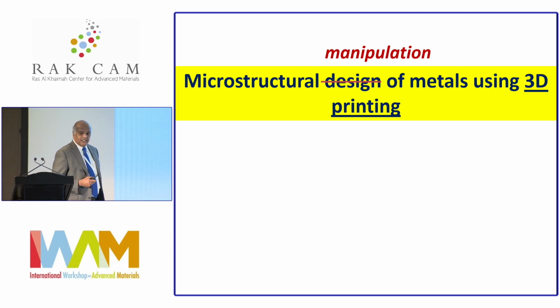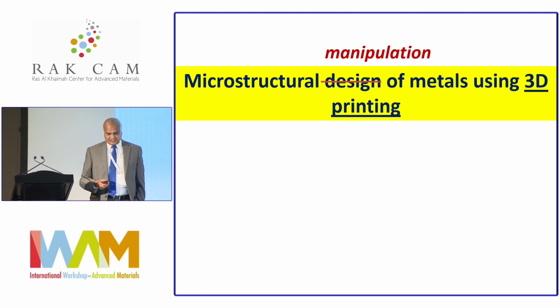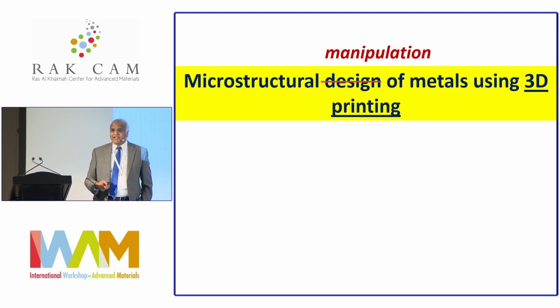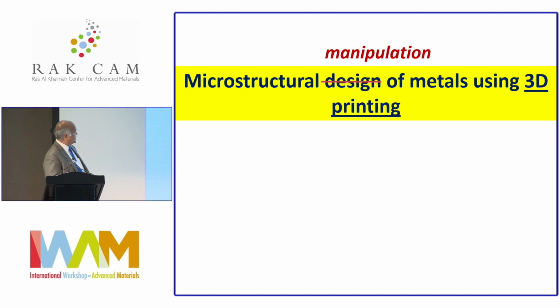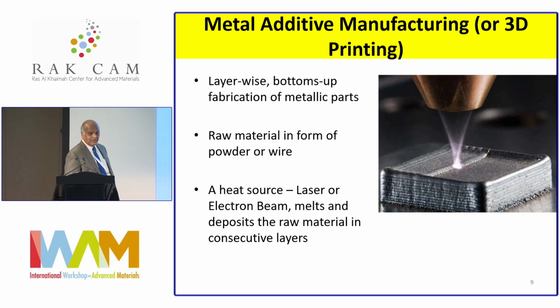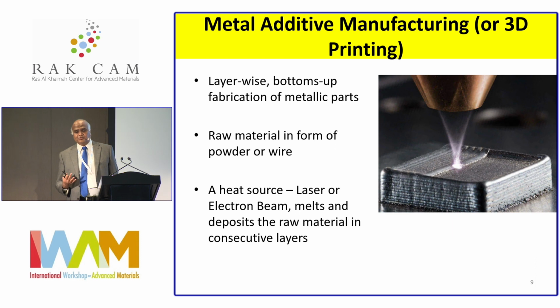Now, what I'm going to switch over to is 3D printing. That is the emerging technology of metal component manufacturing, and how we manipulate the microstructures in this context is what I'm going to talk about. So a little bit of introduction to 3D printing of metals. Essentially, the technical name for this is additive manufacturing.